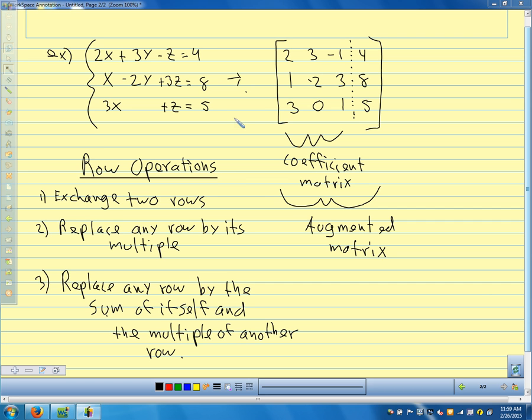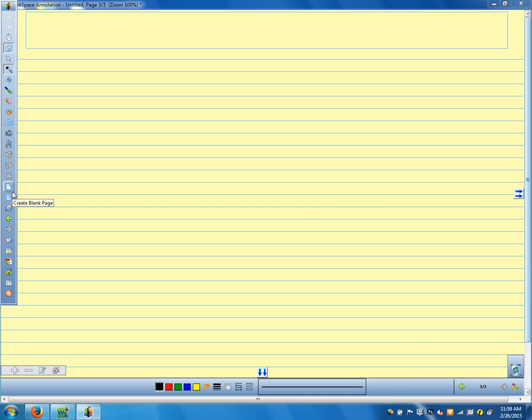Yeah? When you add them, does it matter which row you do first? No. No. But we kind of do this in the same order that we did with equations. So we want to get rid of these x's. So we want to get rid of these two numbers, and then we want to get rid of this y. So then same kind of idea. All right. So let's do an example.